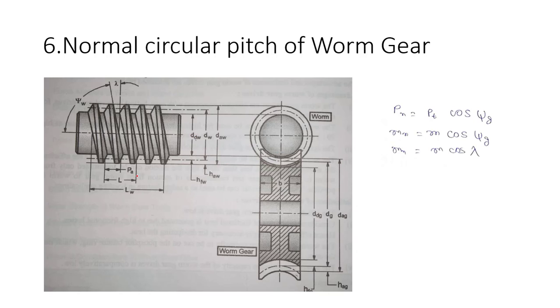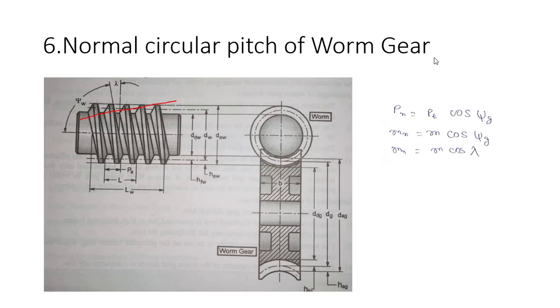In worm gear, the circular pitch measured in a normal plane, which is the plane normal to the teeth, like this, is known as normal circular pitch. So the equation for that is Pn is equal to Pt into cos psi g.